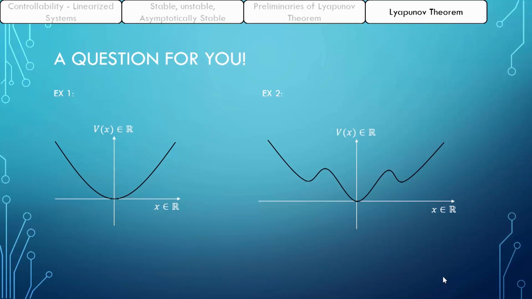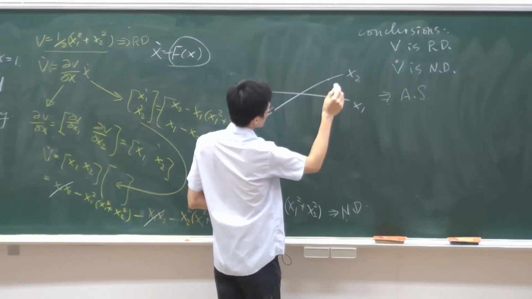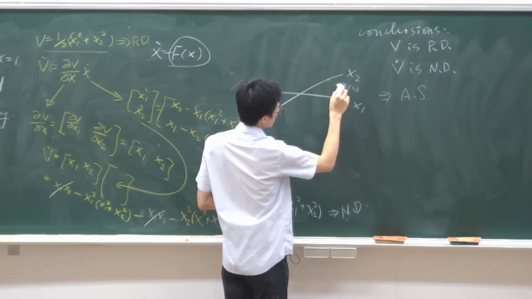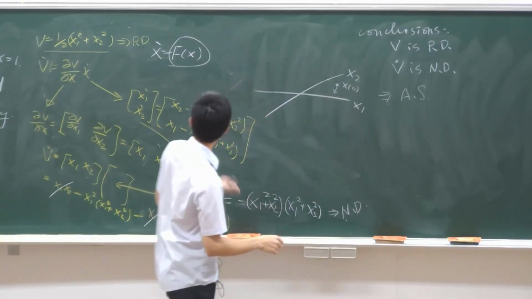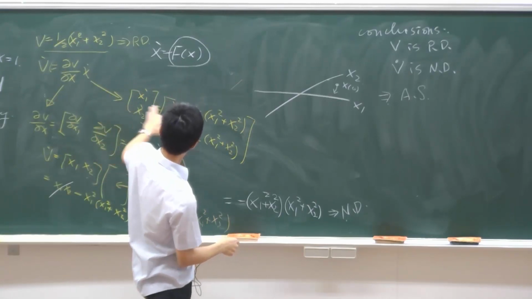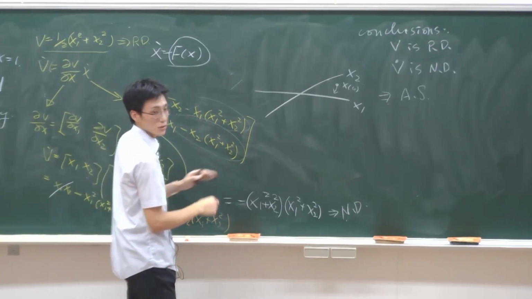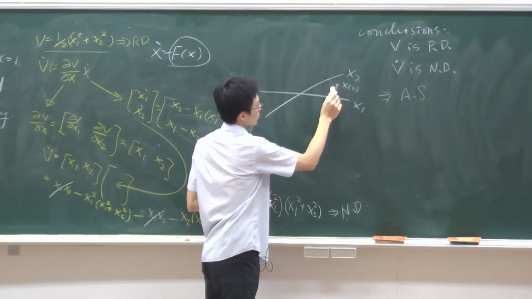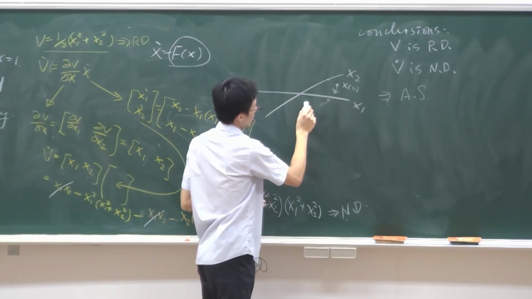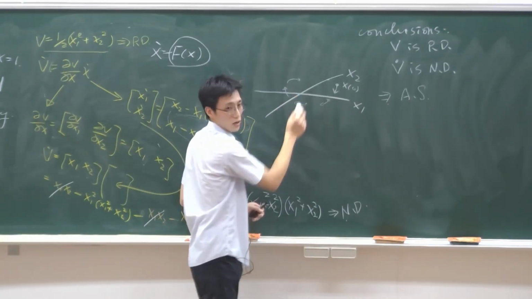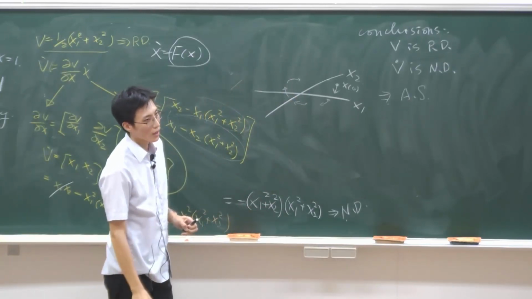If you don't believe it, what you can do is plot x1, x2. Choose any initial condition, and see what the vector field is according to the dynamics. Based on these two, you can construct the vector field, and evaluate at every point. Eventually, they will converge to the origin.